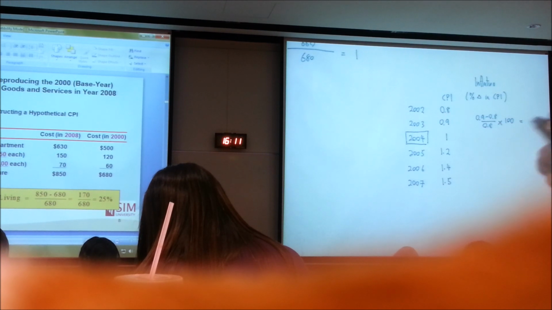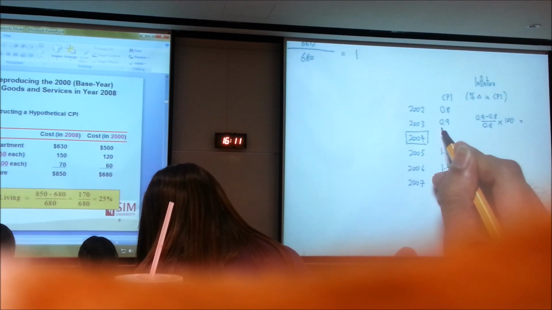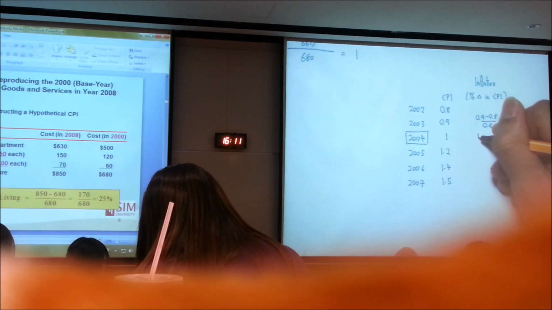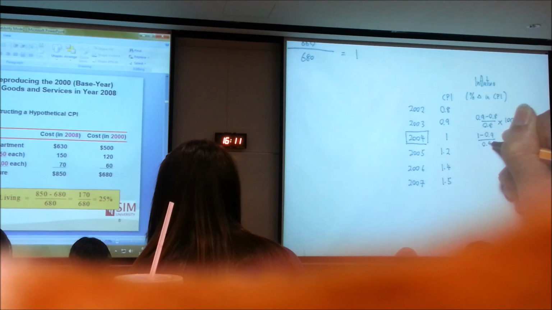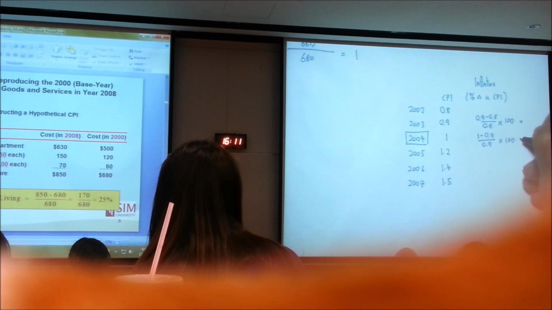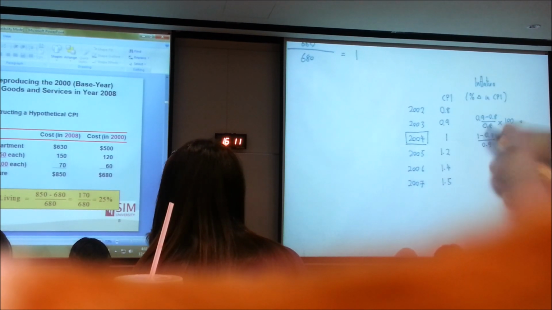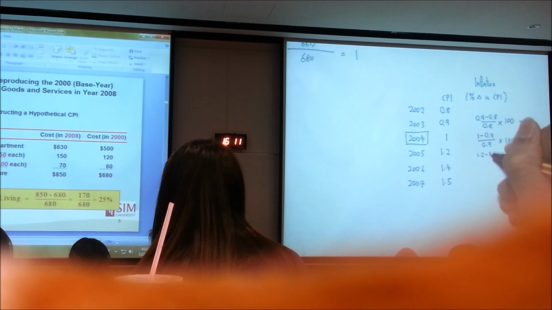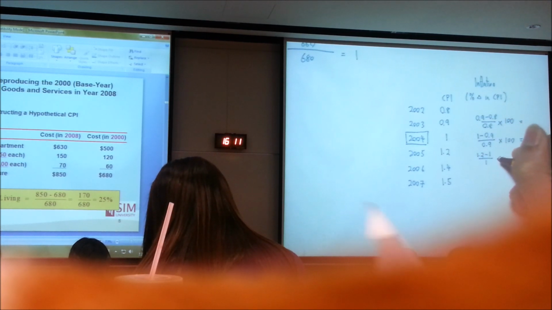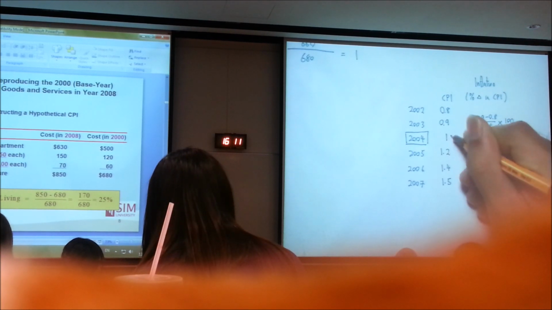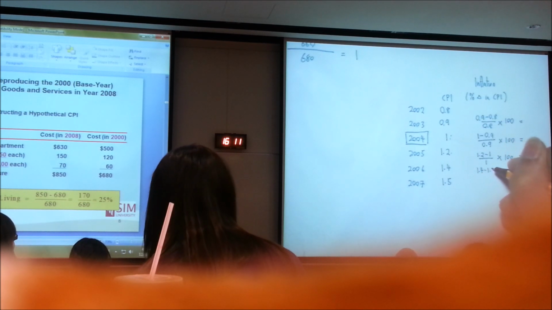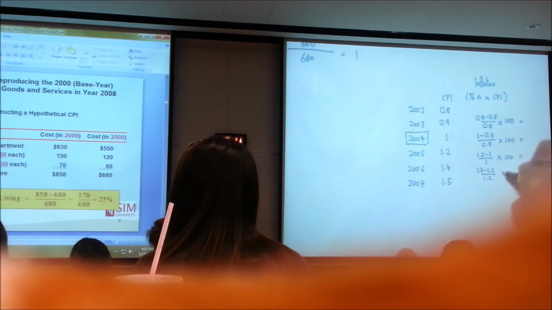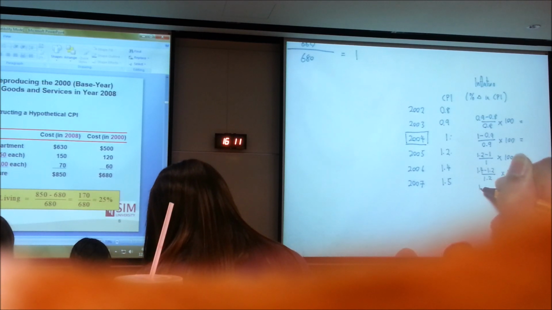So inflation in 2004 will be 1 minus 0.9, divided by 0.9, times 100. This will give me my inflation in 2004. Inflation in 2005, 1.2 minus 1, divided by 1, times 100. Actually, you know it's already 20% from here. 2006, 1.4 minus 1.2, divided by 1.2, times 100. 2007, 1.5 minus 1.4, divided by 1.4, times 100.